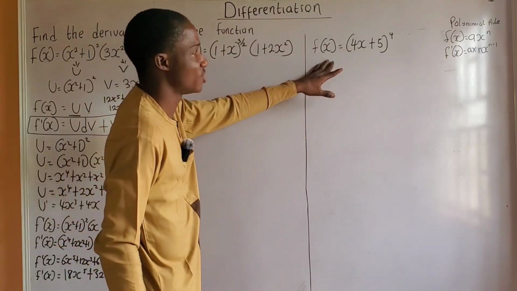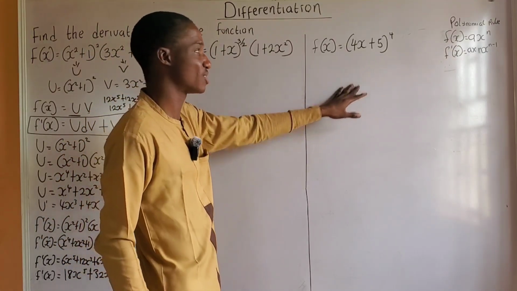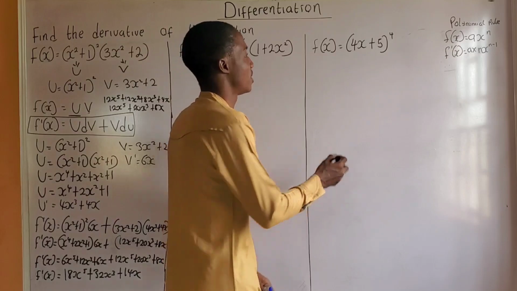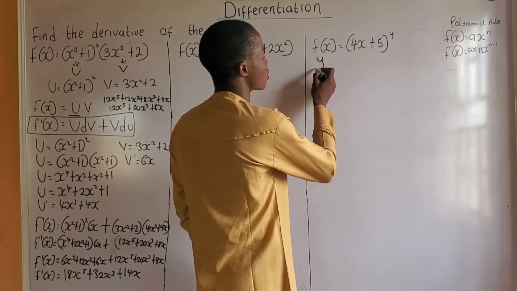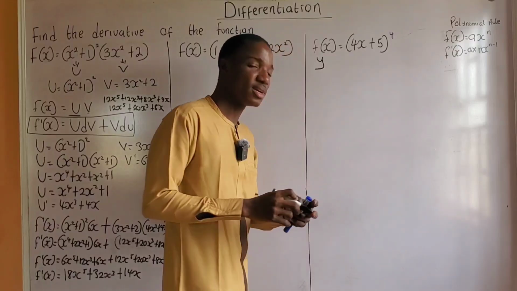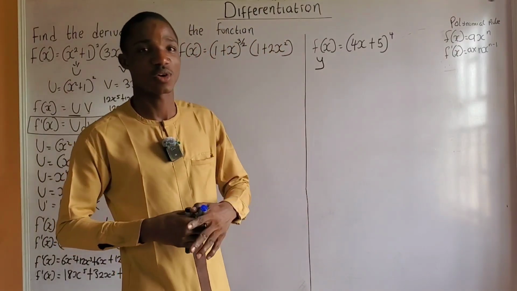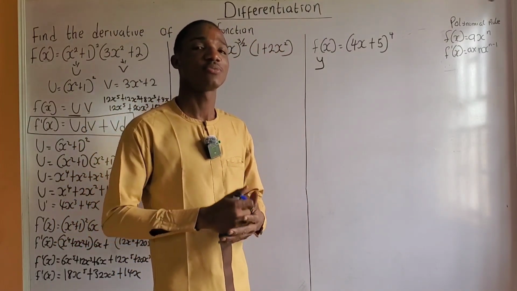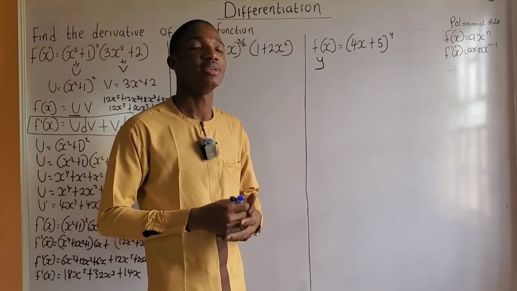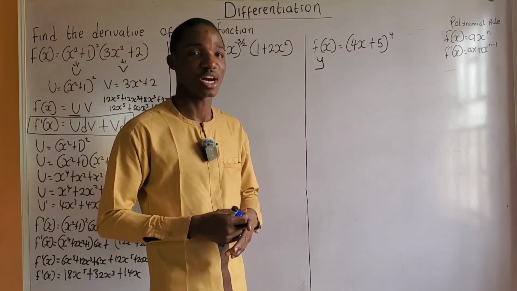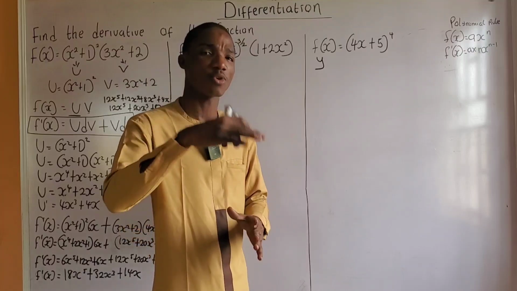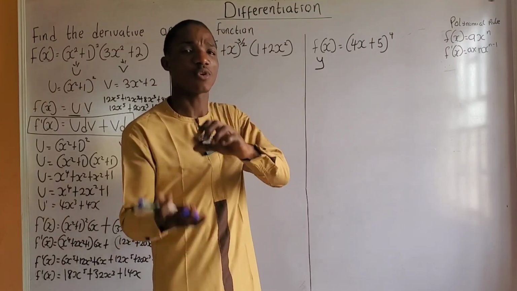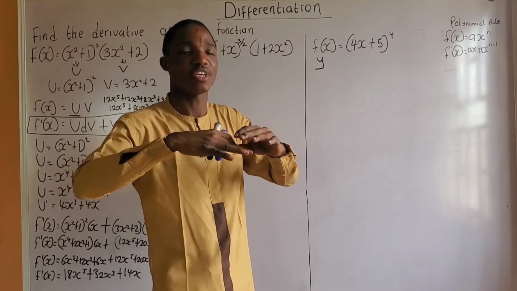I'm going to solve this question using chain rule, so I want you to pay attention. In chain rule, if you have a function that has another function in itself, and you want to differentiate that function, the method that you're going to use is chain rule. Are you getting what I'm trying to say? Chain rule is used to differentiate a function of a function. That is, if you have a function that has another function in itself.